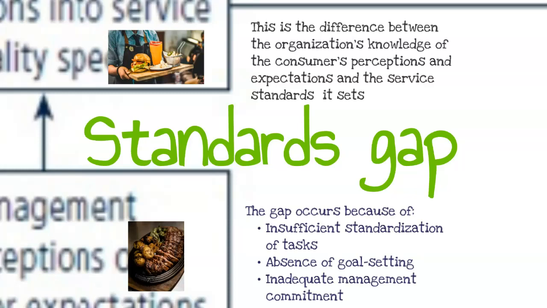Why does a standard gap occur? It occurs because of the insufficient standardization of tasks. For example, it can be that there aren't sufficient roles assigned in the kitchen. There's also not goal setting. So a restaurant that is busy, for example, lunchtime, breakfast time, dinner time, they need to plan according to past service. For example, they know they will serve more or less 50 plates of a specific meal and ensure that the standard of each meal is exactly the same as, for example, in an assembly line.